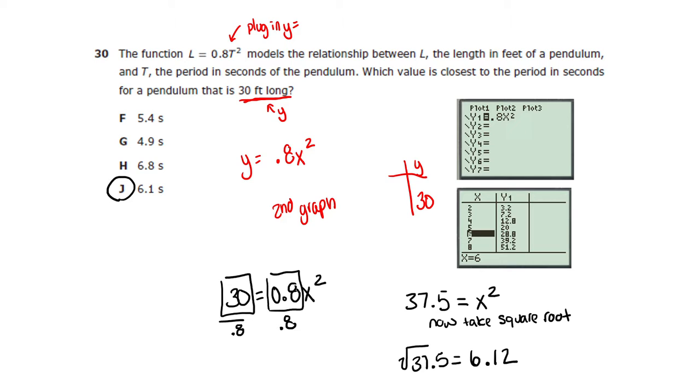Now, if you're not happy with that answer, then we can do an exact answer by doing this. If you put 30 for y and you have 0.8 x squared as our equation, and you're trying to solve for x, then you would divide both sides by 0.8, which would be 37.5. But it's still equal to x squared, so we would take the square root of that to get 6.12. Okay, that's our answer for 30.